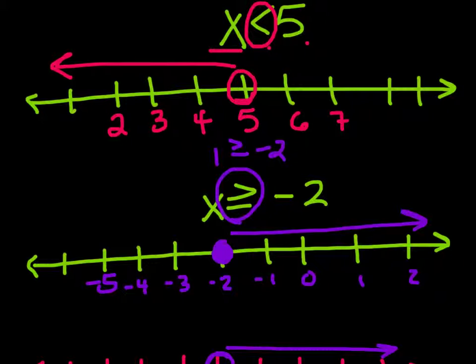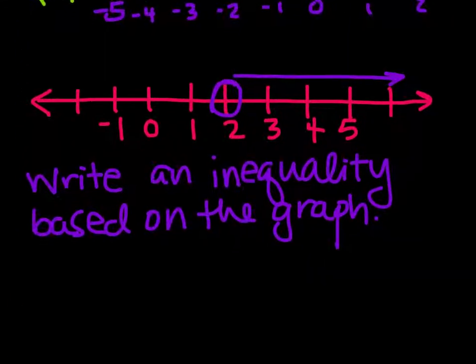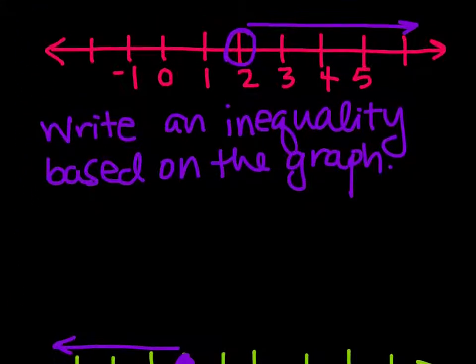Now, we also need to be able to graph, or be able to figure out an inequality based on the graph. So let's look at this. You need to be able to write an inequality based on the graph. So here is our graph. We need to write an inequality for this. So in our graph, I see a circle happening at 2, so I'm going to write the number 2 down. I know that's going to happen.